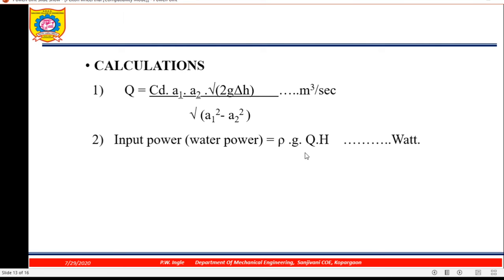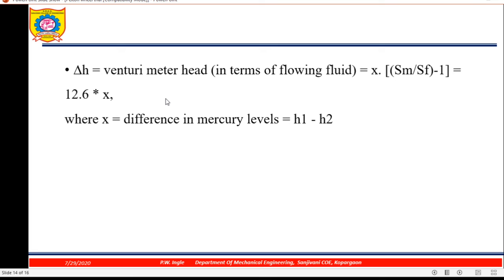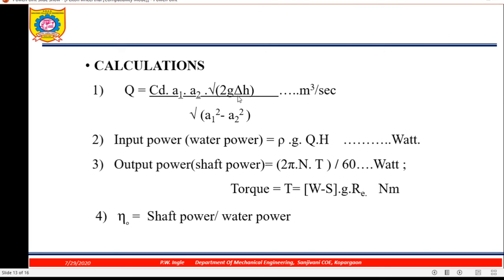Then input power is rho G Q into H. Then output power is 2 pi NT by 60. Q we can calculate by taking reference of this reading. Then overall efficiency is shaft power upon water power. Now how to calculate delta H? Before that, how to calculate capital H?